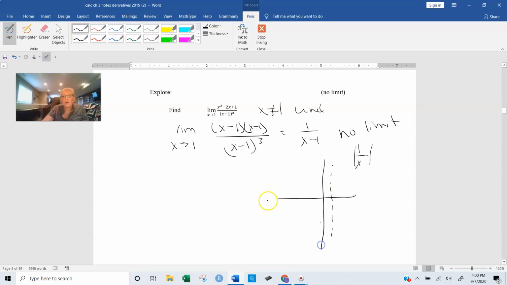All right, so then we know this goes here. When we plug in our values, it goes here and here. So as you approach 1, it approaches a negative infinity and a positive infinity. Therefore, there's no limit.